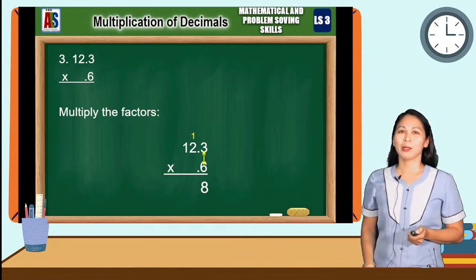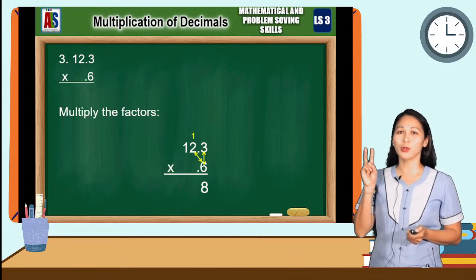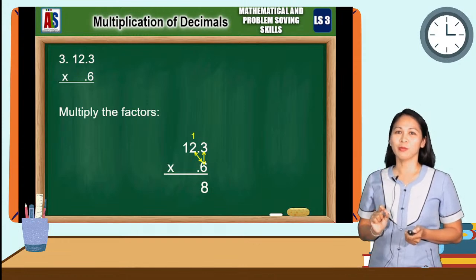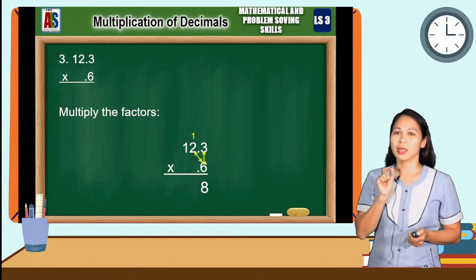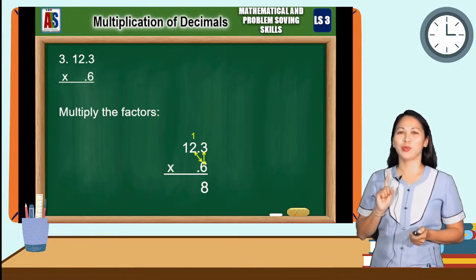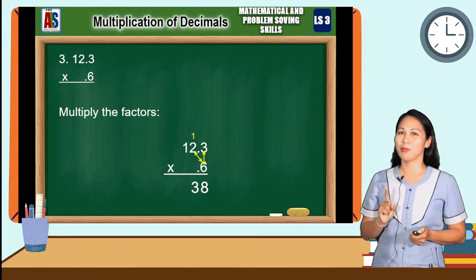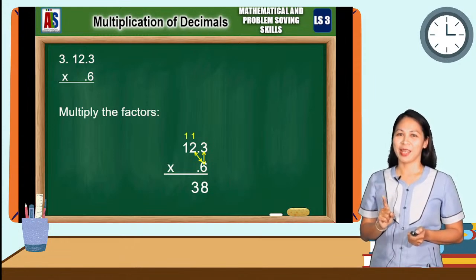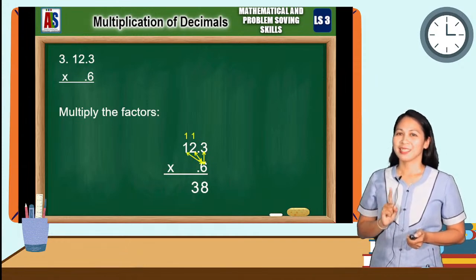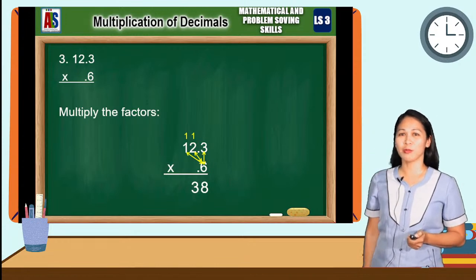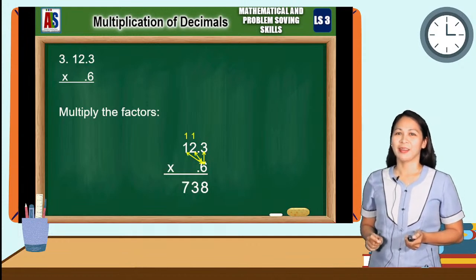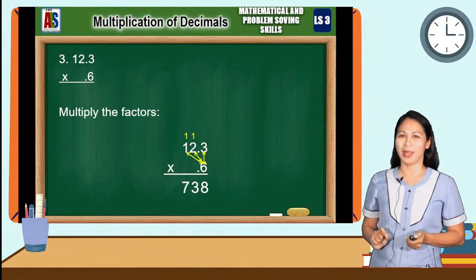Next, multiply 6 times 2, that is equal to 12. Add 1, that was regrouped. So, 12 plus 1 is equal to 13. Write 3 below the column of 2, and regroup 1 above 1 in the multiplicand. Next, multiply 6 times 1 is equal to 6. Add 1, that was regrouped. So, 6 plus 1 is equal to 7. Write 7 below the column of 1.